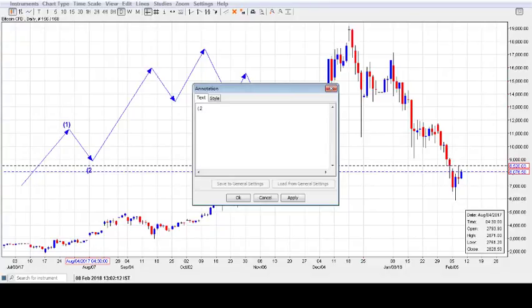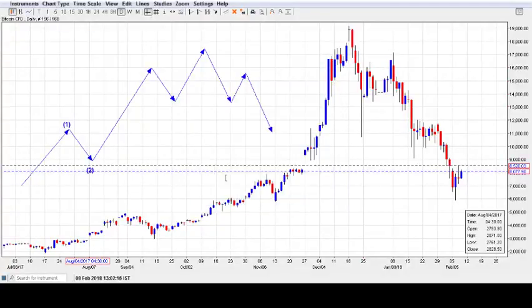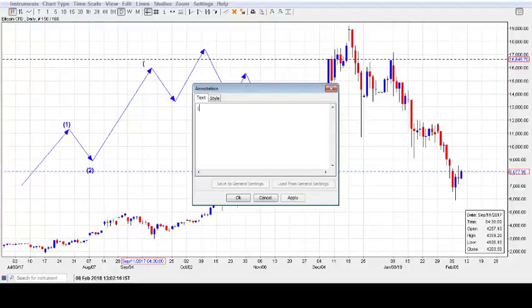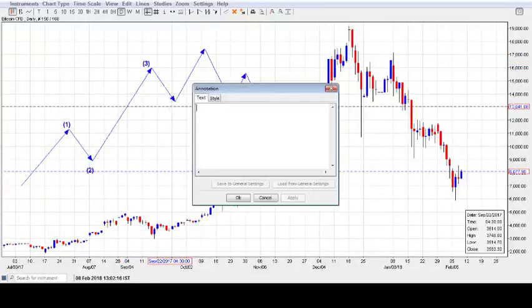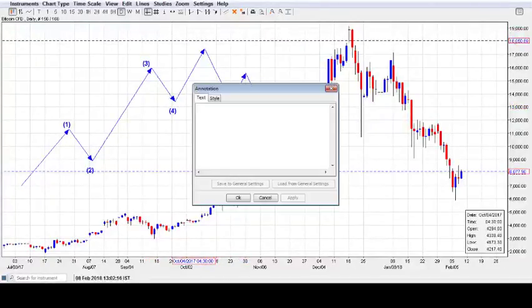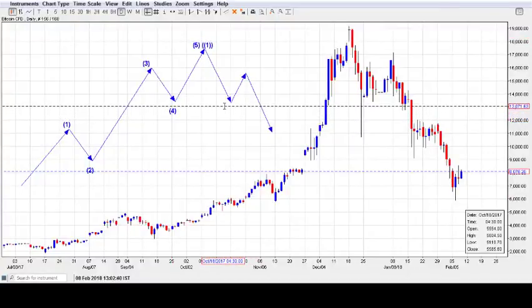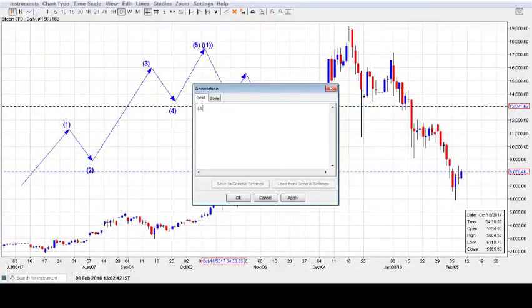Here we are. Waves 1, 2, 3, 4, and 5. That bracket was not necessary, but since I've done that, I'm going to put that first wave into double brackets. And then we've got a corrective drop, A, B, and C.